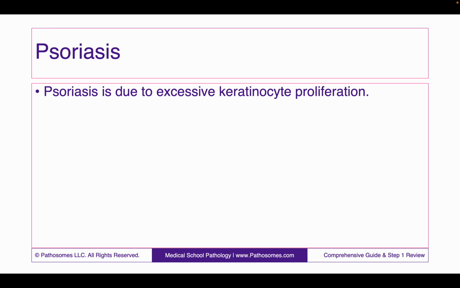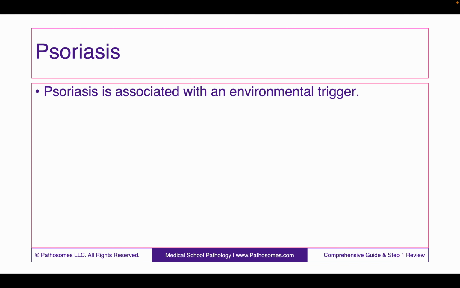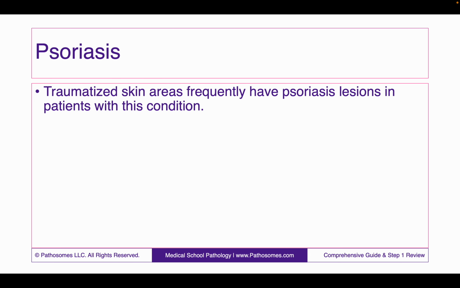Psoriasis is due to excessive keratinocyte proliferation. And there is possibly an autoimmune etiology of psoriasis associated with HLA-C. Psoriasis is associated with an environmental trigger. Traumatized skin areas frequently have psoriasis lesions in patients with this condition.